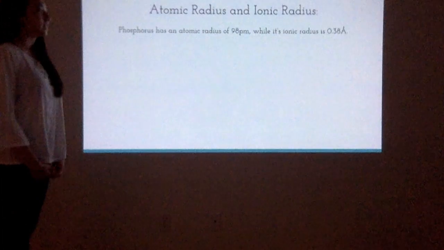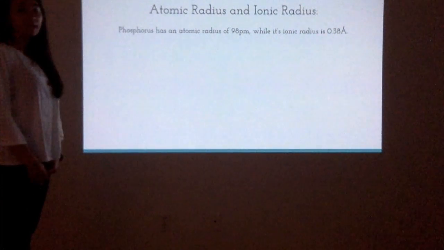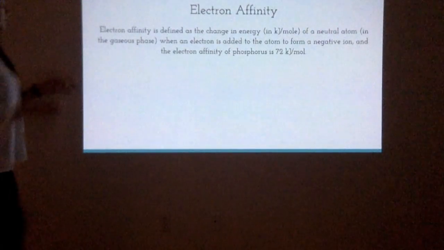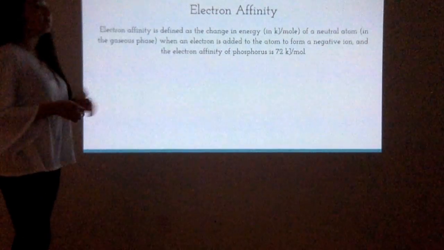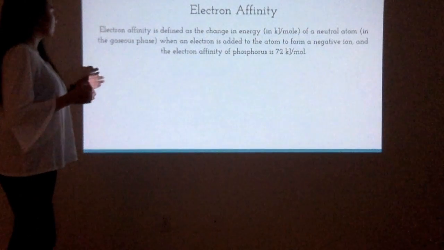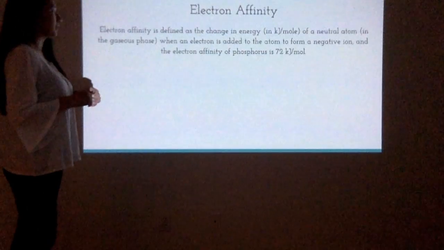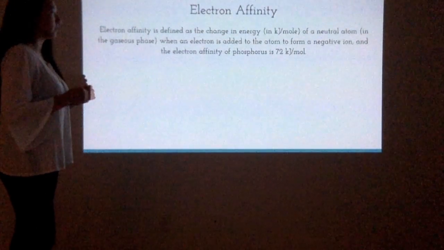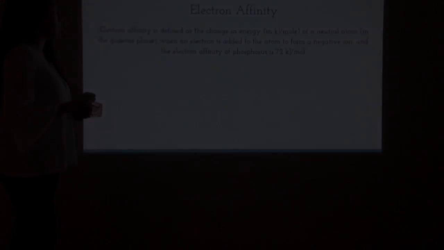Okay, so next is atomic radius and ionic radius. Phosphorus has an atomic radius of 98 picometers, while its ionic radius is at 0.38 angstrom. Next is electron affinity, which is defined as the change in energy in kilojoules per mole of a neutral atom in the gaseous phase when an electron is added to the atom to form a negative ion. And the electron affinity of phosphorus is 72 kilojoules per mole.